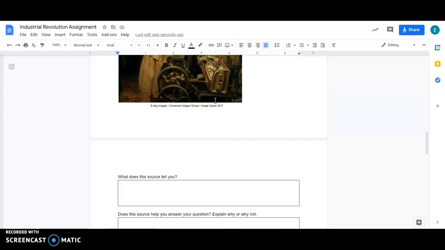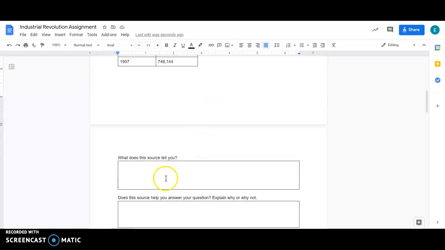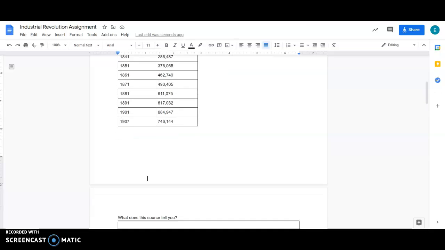Okay? For each of these sources, you're going to be answering 2 questions. What does this source tell you? So looking here at this chart, what is it about? What information are you gathering? What can you infer? How are things different from here to here? What's going on? What is it teaching? Alright, give as much detail as possible.